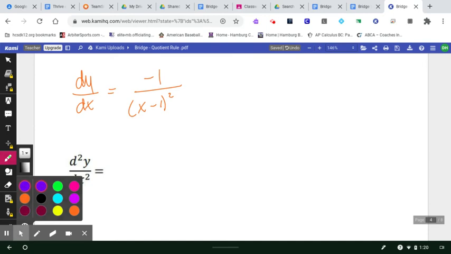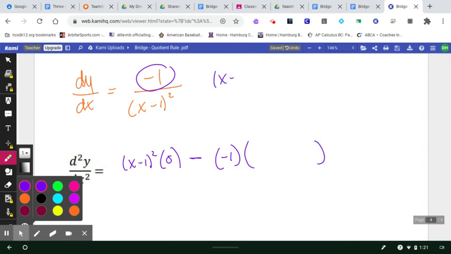So I'm going to go low d high. The derivative of a constant is 0, which is great. Low d high, minus the high, notice it's in parentheses, times the derivative of the low. Now here's my problem. This is not a power rule. (x minus 1) squared is not power rule because it's not x to a power.